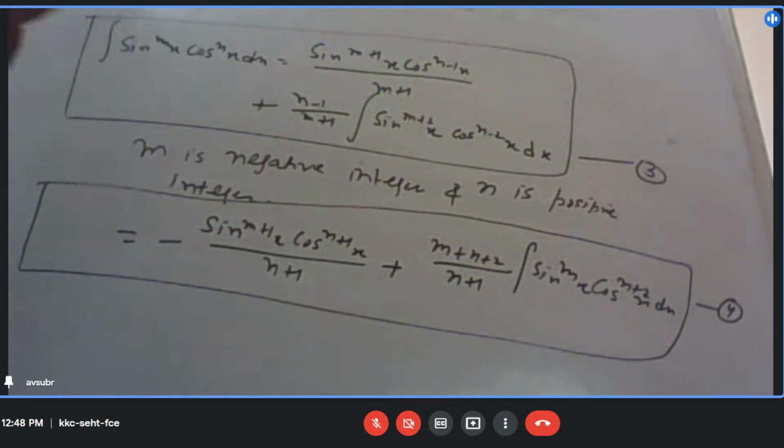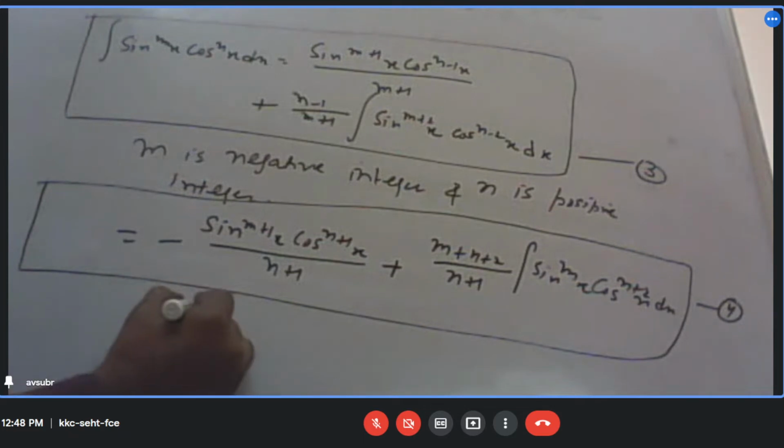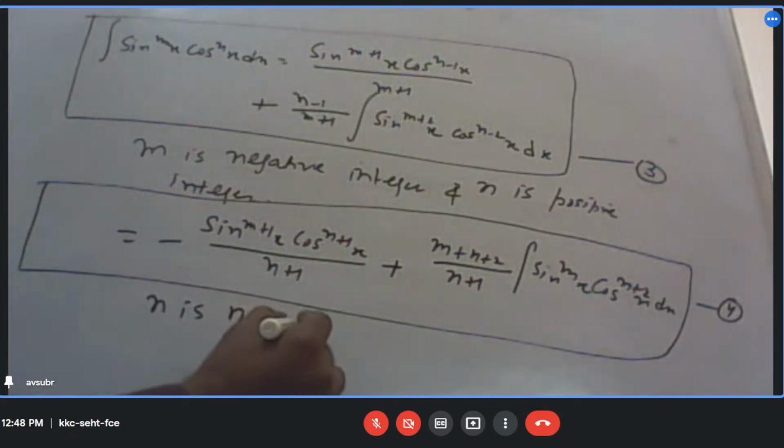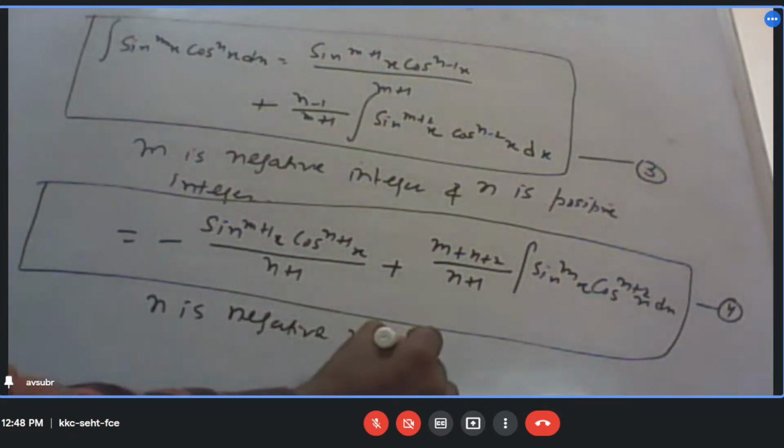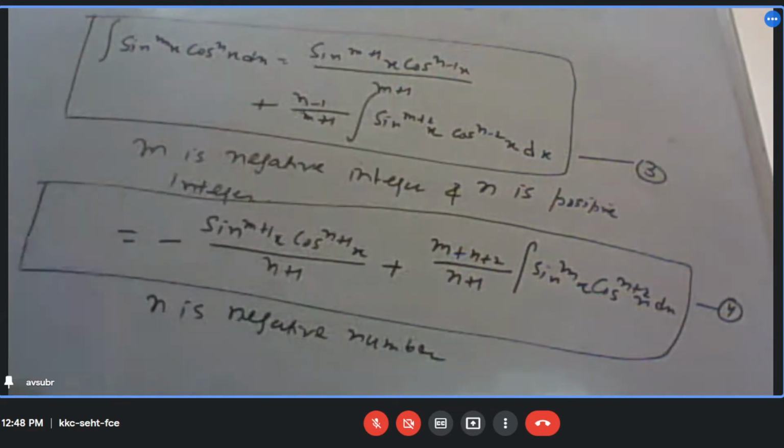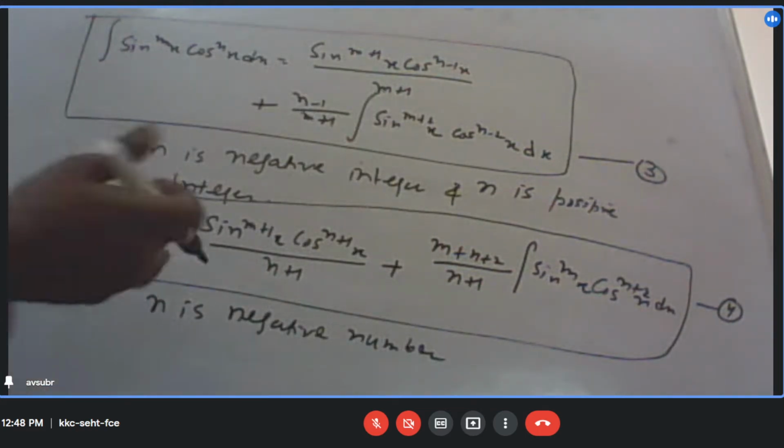Can you see it properly on the board? Okay, now this formula is useful when n is a negative number. This form is useful when n is a negative number.